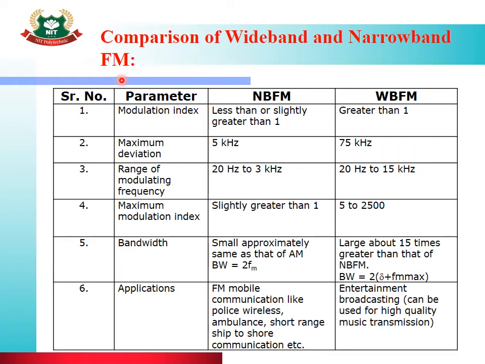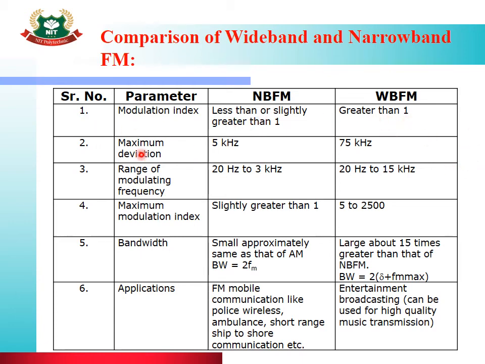There are some parameters including modulation index, maximum deviation, range of modulating frequency, maximum modulation index, bandwidth and application. So how narrow band FM modulation is and the wide band frequency modulation. The number one parameter is the modulation index. In the narrow band frequency modulation, it is less than or slightly greater than 1, while for the wide band frequency modulation it is always greater than 1.